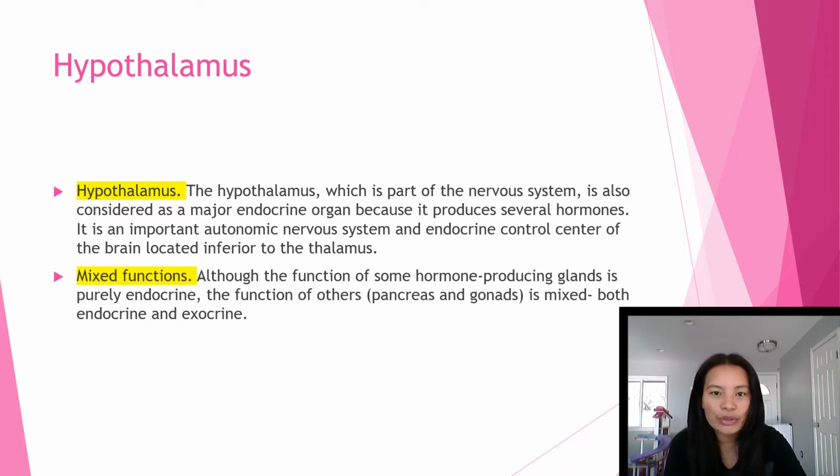The major endocrine organs of the body include the pituitary, thyroid, parathyroid, adrenal, pineal, and thymus glands, the pancreas, and the gonads. So the first one is hypothalamus. The hypothalamus, which is part of the nervous system, is also considered a major endocrine organ because it produces several hormones. It is an important autonomic nervous system and endocrine control center of the brain located inferior to the thalamus. Hypo means below. Hyper means above or high.